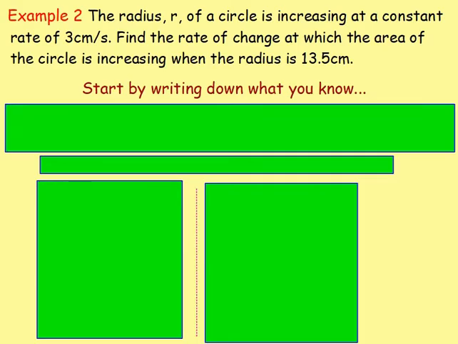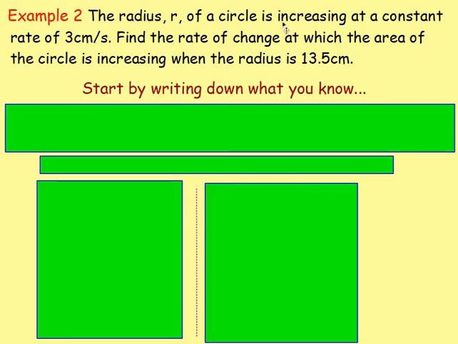Example 2. The radius r of a circle is increasing at a constant rate of 3 centimeters per second. Find the rate of change at which the area of the circle is increasing when the radius is 13.5 centimeters. Once again, for any of these problems, what would you do, Jeremy? Good, you just write down what you know. So read the question and take the information that you can from that.